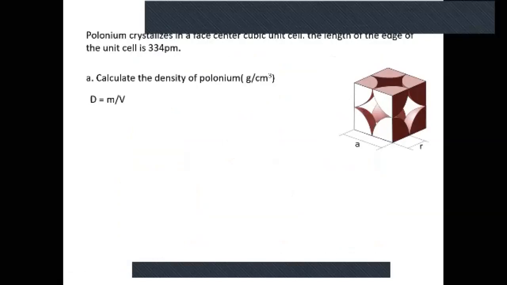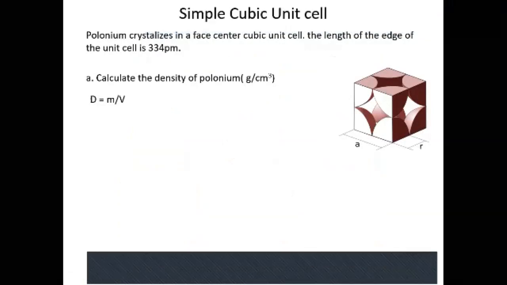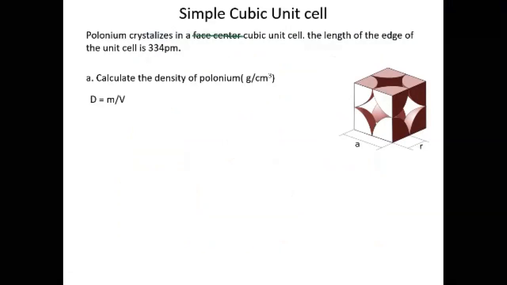So here we have polonium, and polonium is one of the few elements that crystallizes in a simple cubic unit cell, not face-centered cubic. I've got a little diagram of what a simple cubic unit cell looks like. And we want to calculate the density of polonium in grams per centimeter cubed.